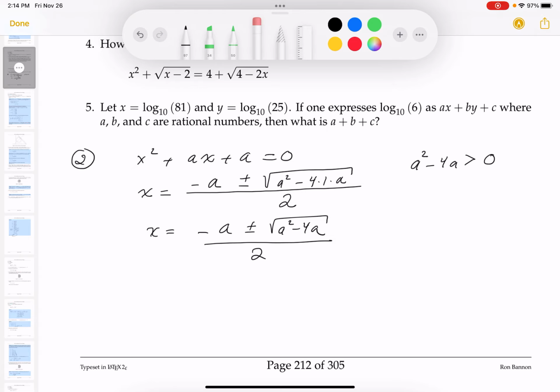Again, if it were equal to 0, that root would disappear, and you'd be left with only one root. It's repeated, but only one root. All right, and I want 2 roots. So what I got to do now is figure out when A squared minus 4A is greater than 0. Well, let me write this down. A, let's see, that would be A times A minus 4 greater than 0.